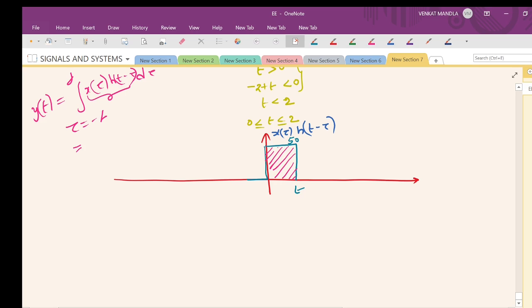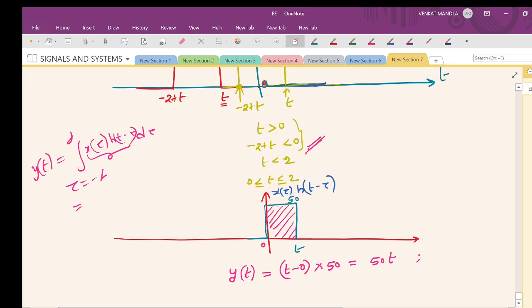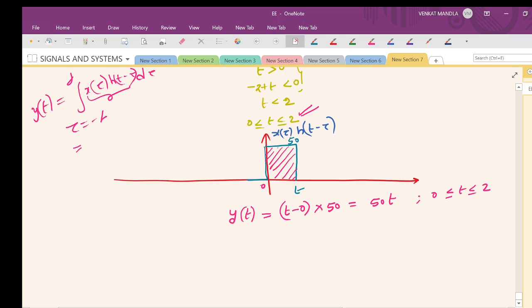Find out the area. How to find out the area? This is the rectangle, so length into breadth. This area is nothing but y(t), that is length is, let us say, t minus 0. This is the length, and height is 50. We'll get 50 into t, and these are the limits, right? Yes, 0 less than t less than 2. Okay, for 0 less than t less than 2, y(t) equals 50 into t, right?